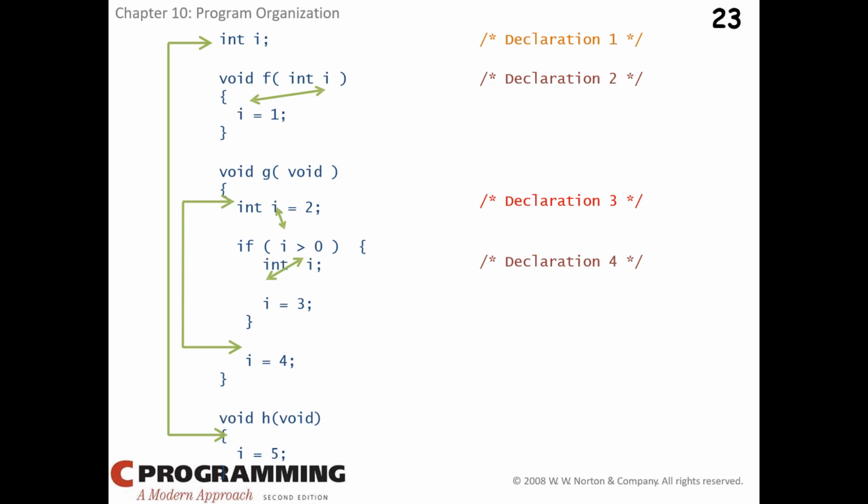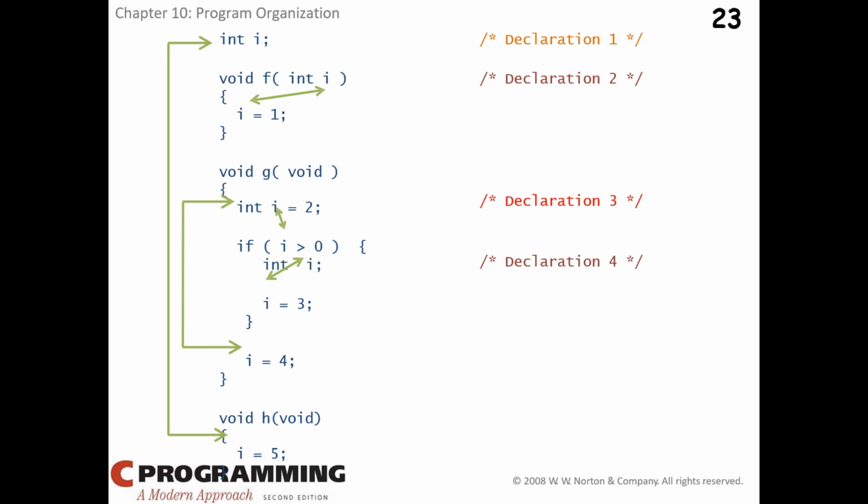In declaration 2, I is declared as a parameter with block scope. This means that it is only accessible within the block of code where it is declared, and in this case, it's the body of a function. In declaration 3, I is declared as an automatic variable with block scope. This means that it is a local variable that is allocated and deallocated automatically each time the block in which it is declared is entered and exited.